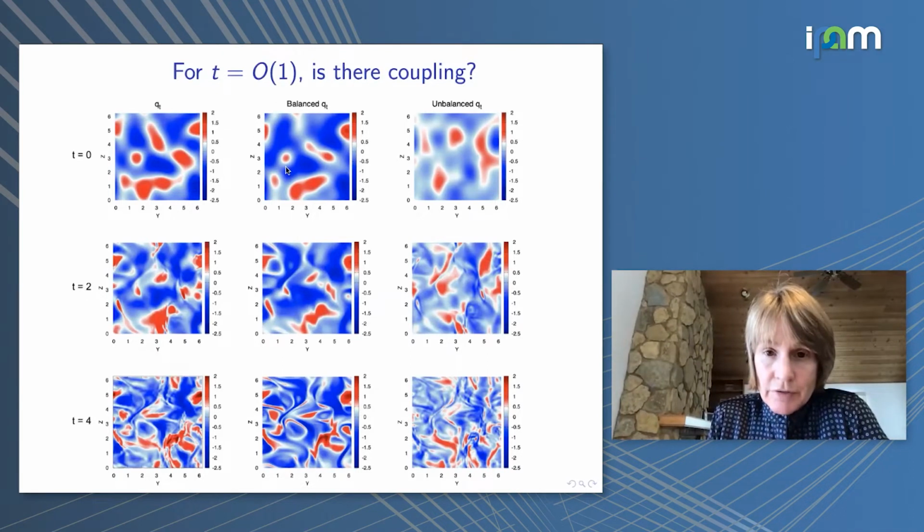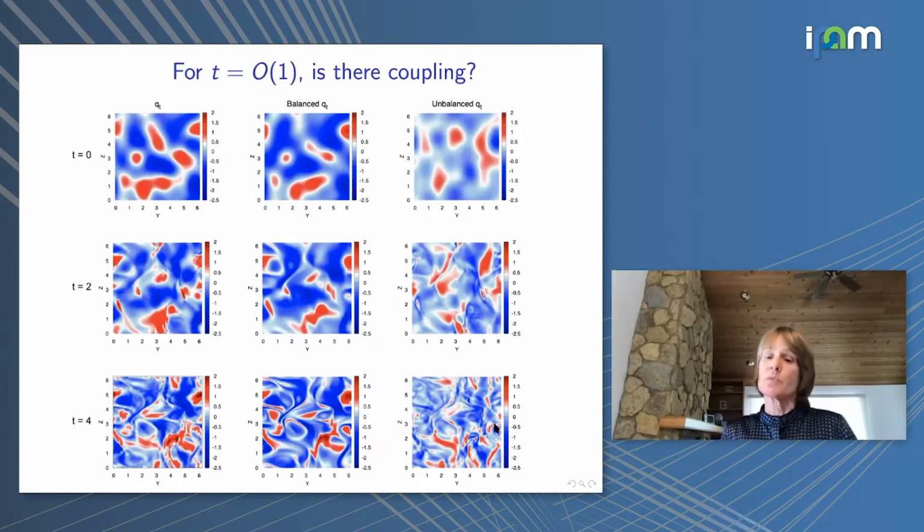Total water on the left, slowly varying part in the middle, and fast wave part on the right, but now on time scales of order 1. And you see that the slowly varying part does vary, and it varies significantly on order 1 time scales. What we're asking here is how much of that variation is due to interactions with the fast wave part, or would that evolution take place on its own without interactions with the waves? So that's what we're trying to answer here.